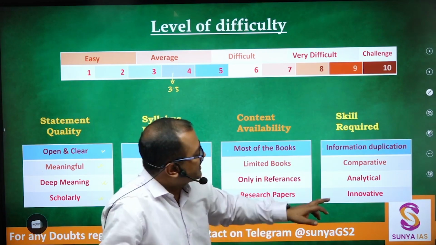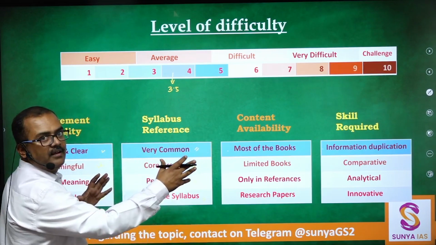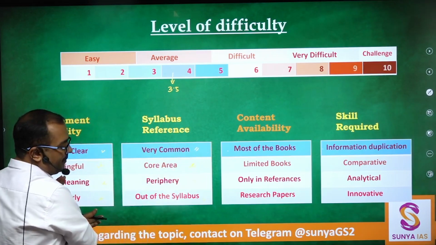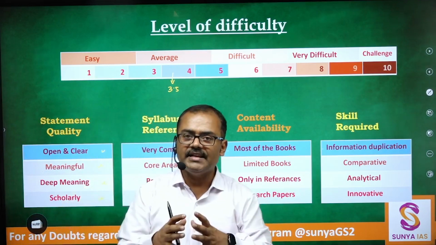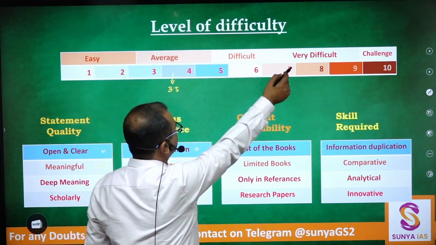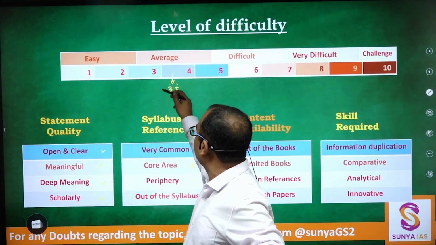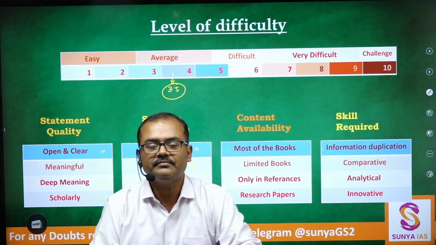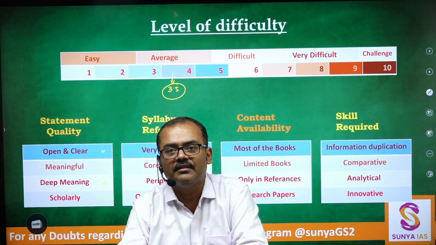So when we decide the skill required in the question, based on the points given to these four, an average is taken. Based on this average, the level of difficulty is decided. For this question, I am giving the difficulty level 3.5. That means the question is an average question.